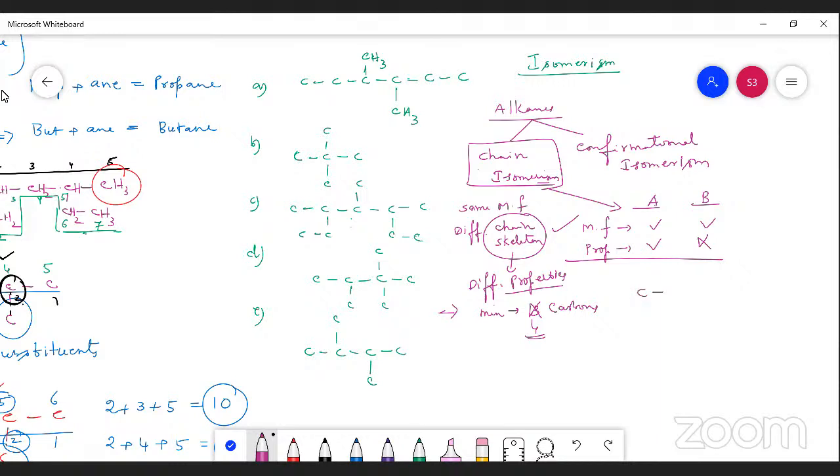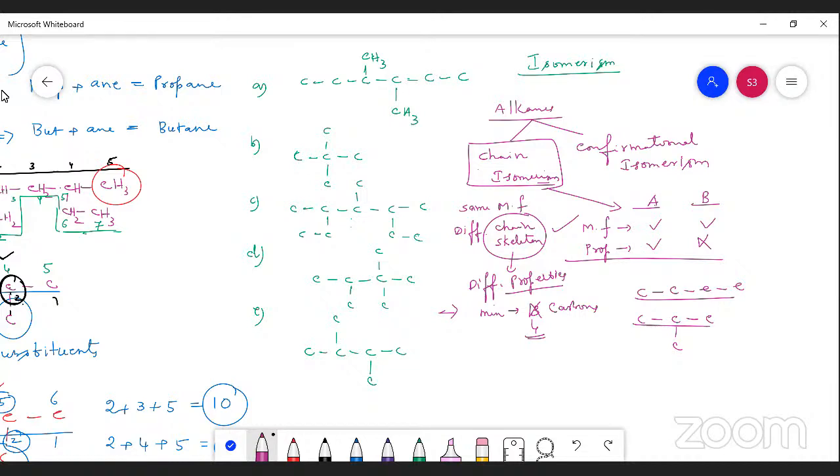If all 4 carbons are linear, what is the name of this one? Butane. The second compound, what is this? 2-methyl propane. So they both have the same molecular formula, but they differ in the chain. Here the parent chain has 4 carbons, here the parent chain has 3 carbons. So because of the difference in their chain skeleton, they show different properties. The minimum carbons required to show chain isomerism is 4 carbons.